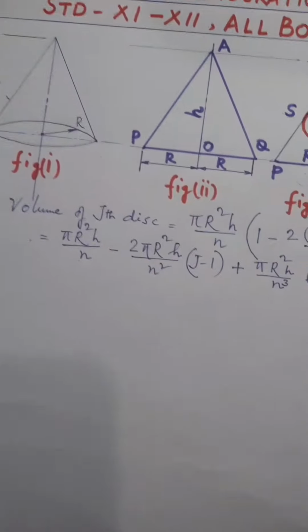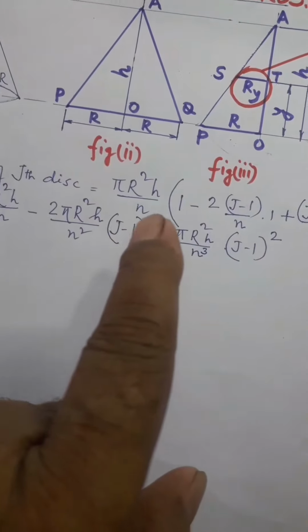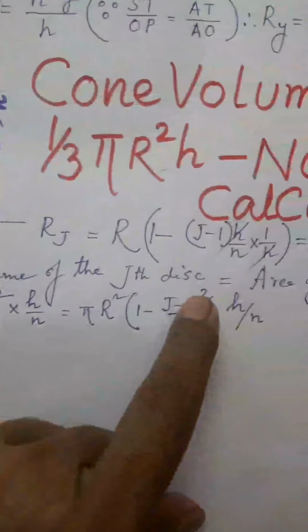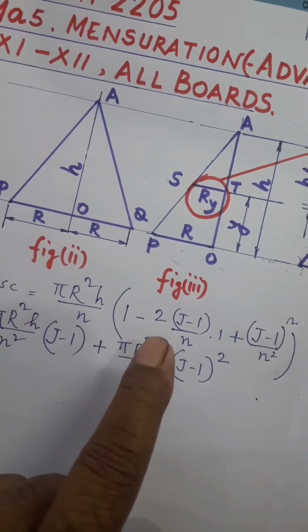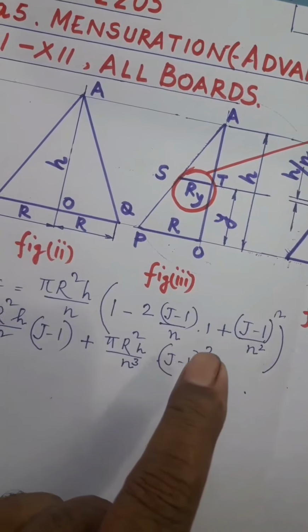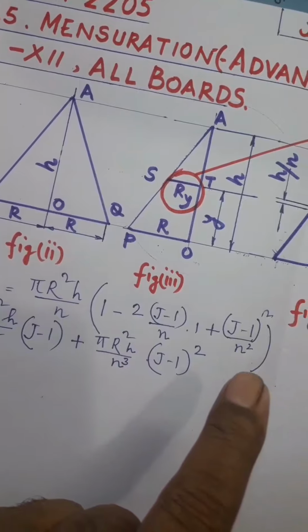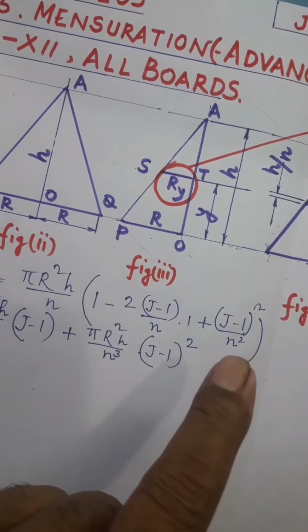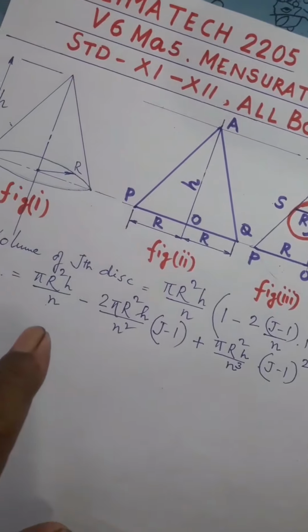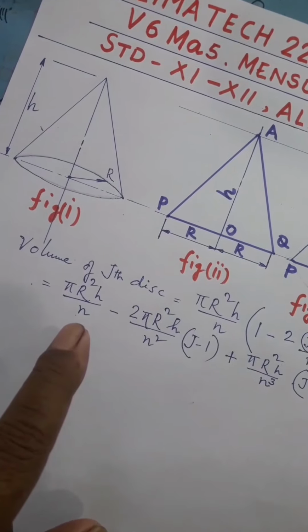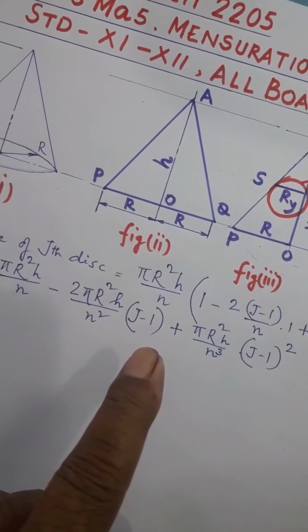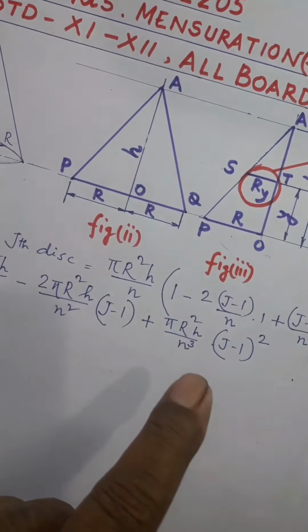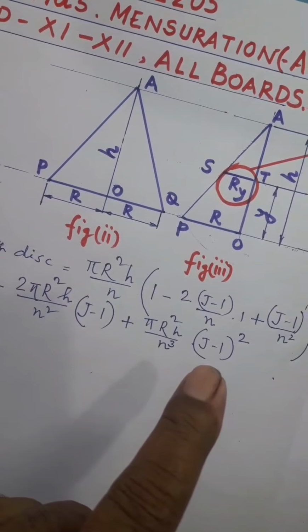Now this whole square formula we expand, and we get pi r square h by n into (1 minus 2 into 1 into (j minus 1) by n plus ((j minus 1) upon n) whole square). So that gives us pi r square h by n minus 2 pi r square h upon n square into (j minus 1) plus pi r square h upon n cube into (j minus 1) whole square.